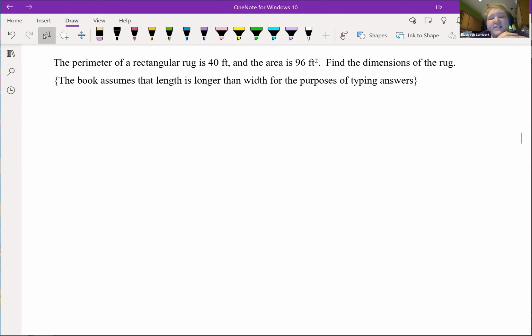The perimeter of a rectangular rug is 40 feet. The area is 96 feet squared. Find the dimensions of the rug. Now you could actually kind of number crunch your way to the answer, just guess and check, but we can also do it as a system.